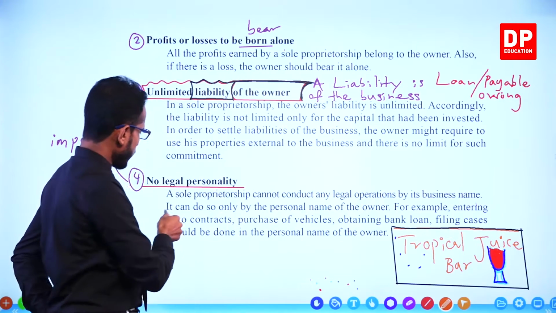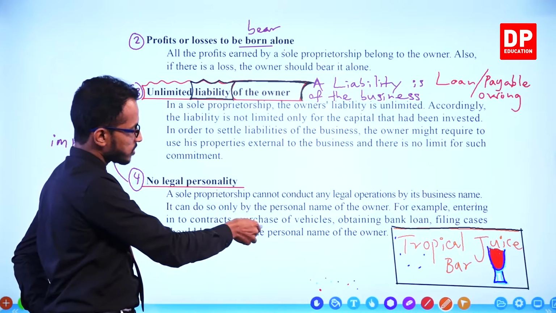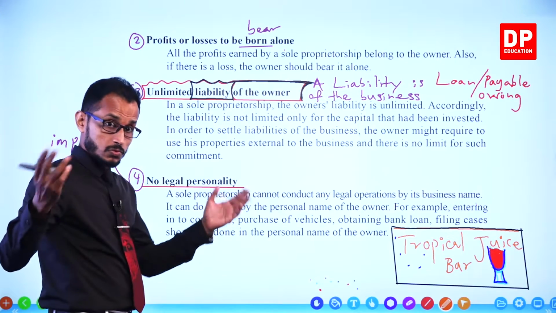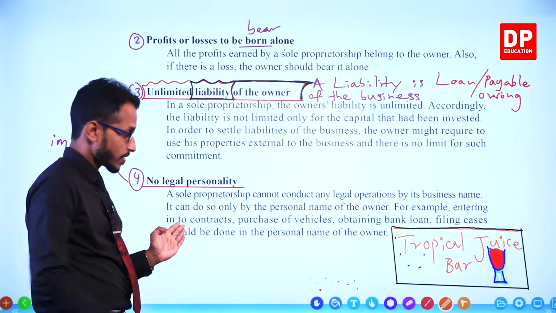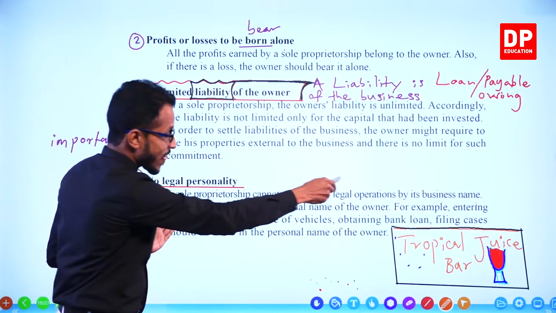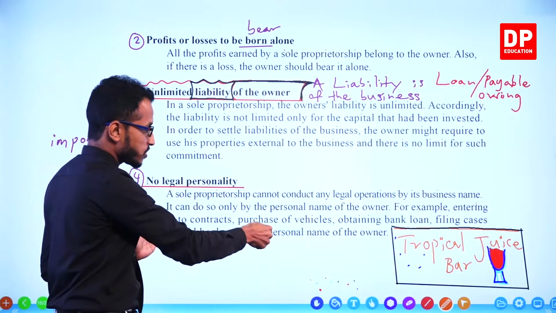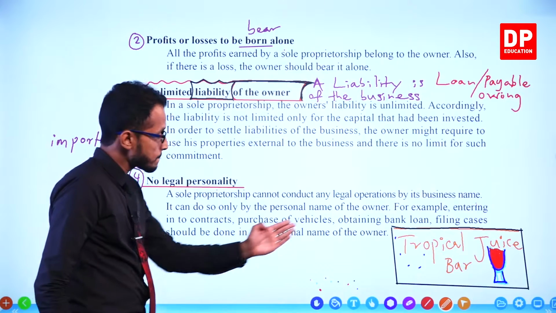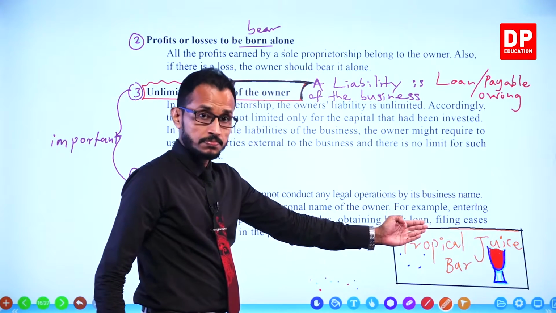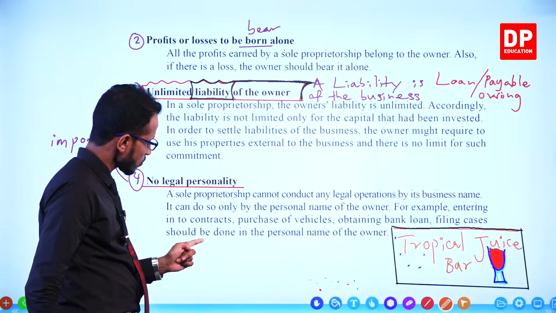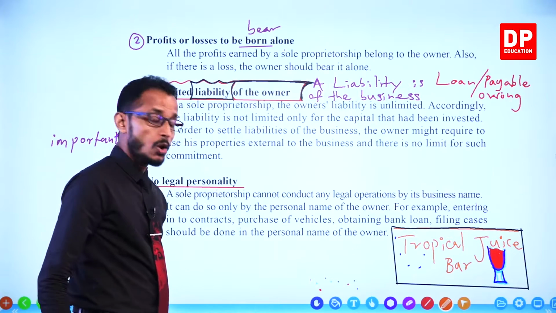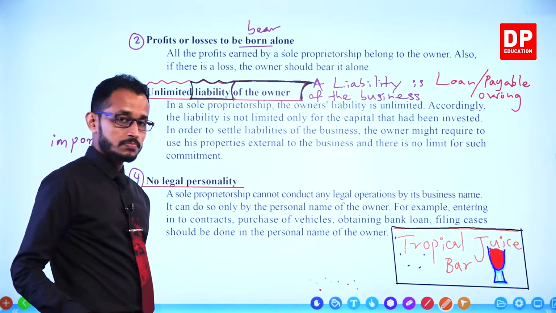For example, entering into contracts, purchase of vehicles. This is what I explained. Entering into contracts, purchasing of vehicles, obtaining bank loans, filing cases should be done in the personal name of the owner, you.